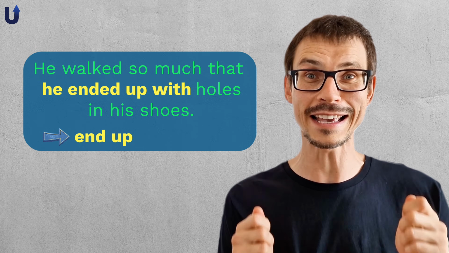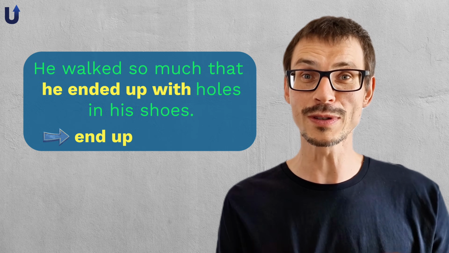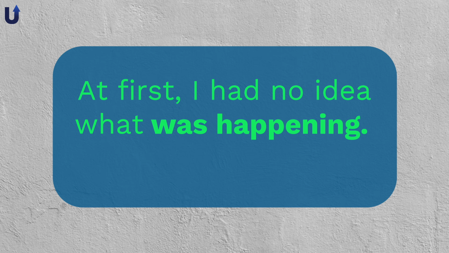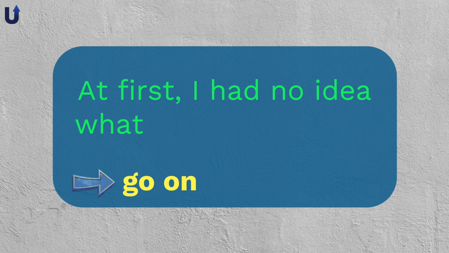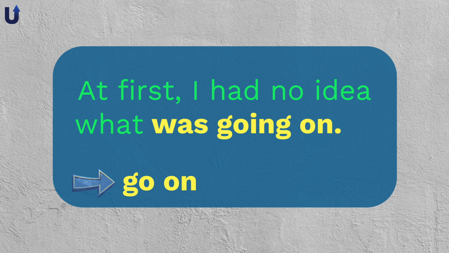Now that you know how this exercise works, let's go through some more sentences. Have a look at the next one. Which phrasal verb would you use to replace the words in bold? If you said go on, you're right. At first, I had no idea what was going on. Let's look at another sentence.